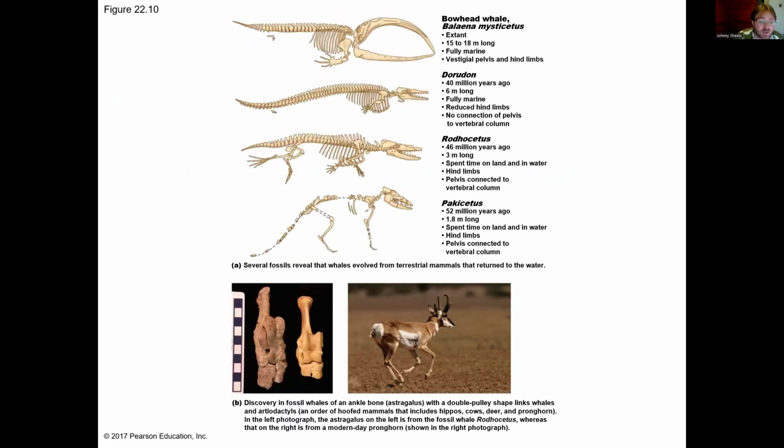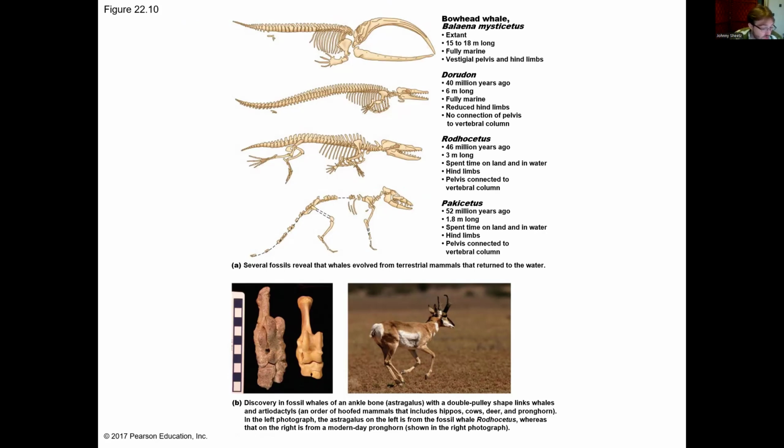So here's a hyper-specialized filter feeder, a bowhead whale. This is one of their ancestors, still fully aquatic, but a toothed whale. Another one of their ancestors was more like a crocodile, both aquatic and terrestrial. And then one of their distant ancestors was semi-aquatic, spending a lot of time on land.